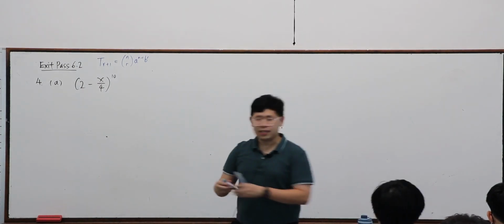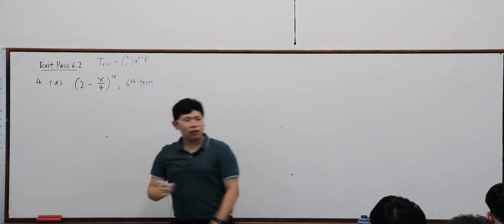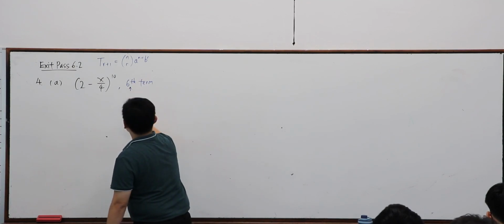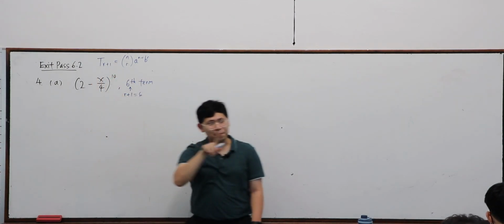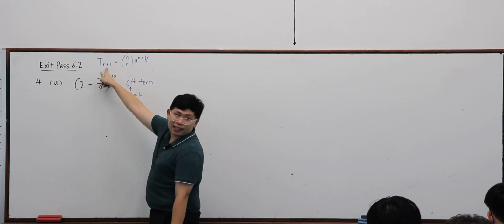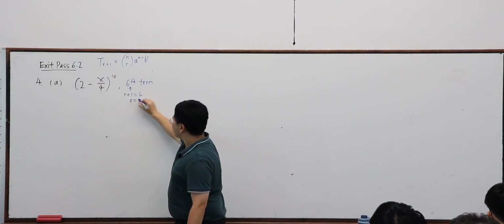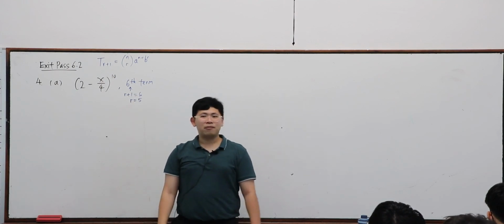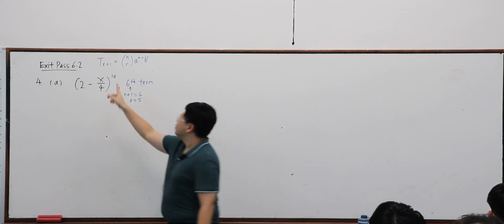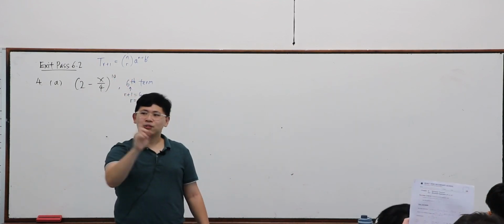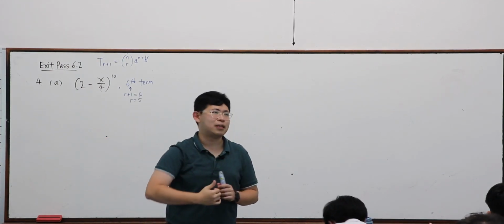So we are looking for the sixth term. If you are looking for the sixth term, this is actually r plus 1 equals 6. We are looking for T6. So r plus 1 is going to be equal to 6, so r is equal to 5. So when we expand, we are looking for 5, then we will get the sixth term, because the r starts from 0: 0, 1, 2, 3, 4, 5, and so on. So if you count, the number 6 term, the r is going to be 5.